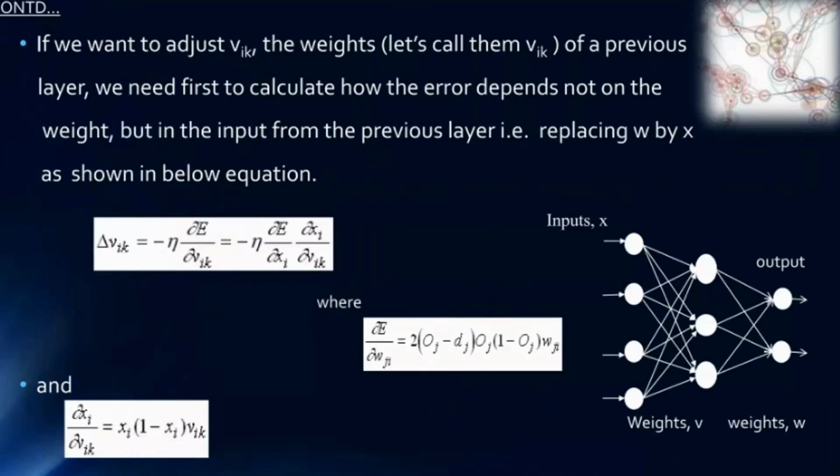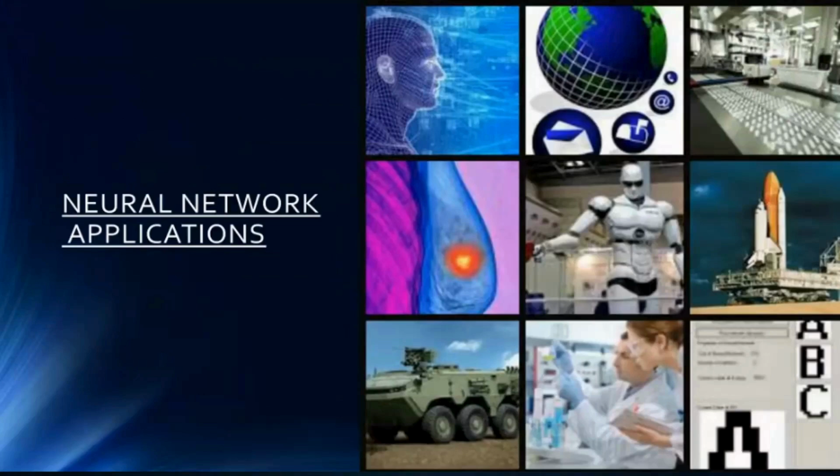So if you want to adjust the weights from the previous layer, we need to first calculate how the error depends not on the weight, but on the input from the previous layer, replacing W by X as shown in the equation below, right?